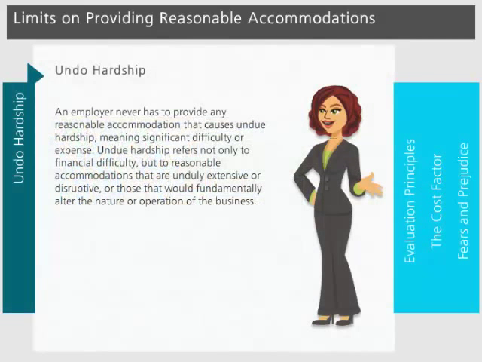Undue hardship. An employer never has to provide any reasonable accommodation that causes undue hardship, meaning significant difficulty or expense. Undue hardship refers not only to financial difficulty, but to reasonable accommodations that are unduly extensive or disruptive, or those that would fundamentally alter the nature or operation of the business.